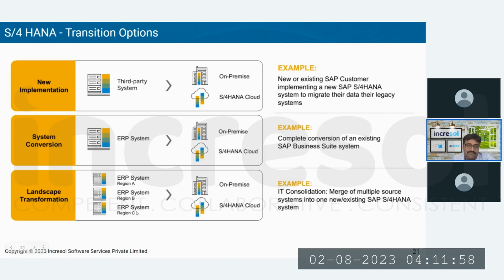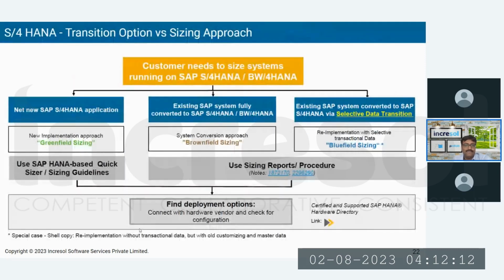And landscape transformation: if you have more than one SAP system in your landscape and you want to merge all of them into a single system and convert it as one SAP ERP concept, landscape transformation comes into the picture. This is also called bluefield. Why am I talking about these transition options? Because sizing is impacted by the transition option. In the case of a new implementation, sizing doesn't need to consider anything from the old system. Most things start fresh, and you can go with Quick Sizer.